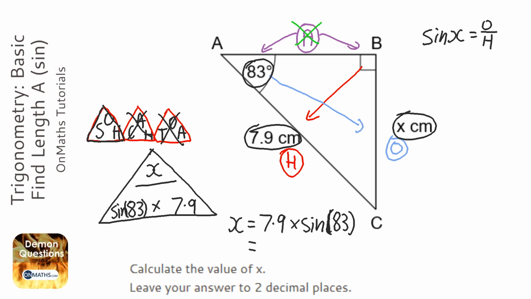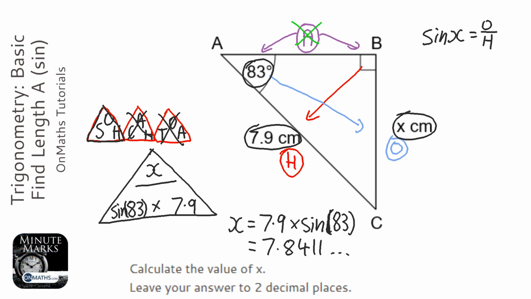So I'm going to get my calculator now, and another tip is you don't even need to click the times, you can just write 7.9 sine 83 when we're doing it this way around. Don't forget to close the bracket, and we have 7.8411 and so on.